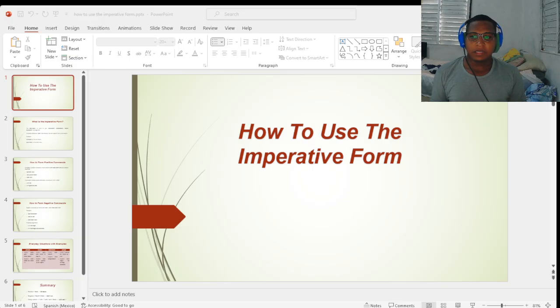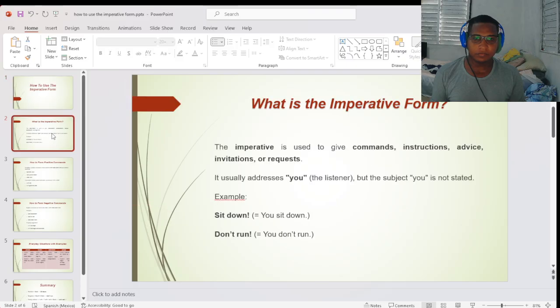So let us begin with what is the imperative form. The imperative form is used to give a command or instruction, advice, invitation, or request. It's usually addressed to you, the listener, but the subject you is not stated. For example, sit down, you sit down. Don't run, you don't run.